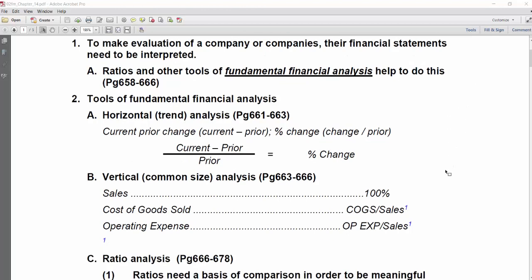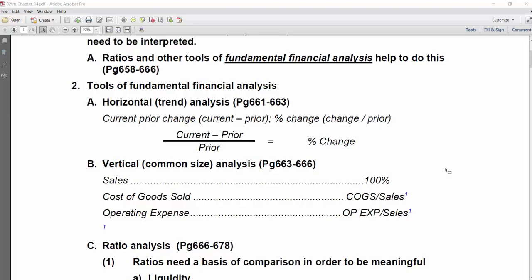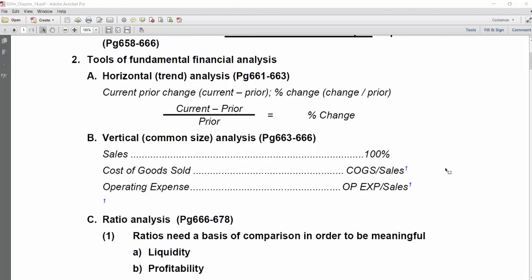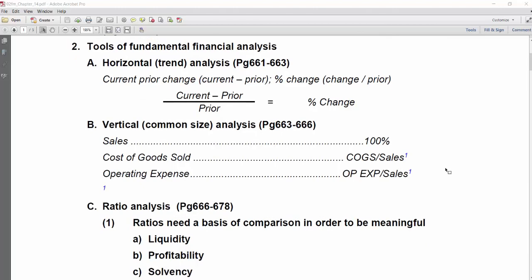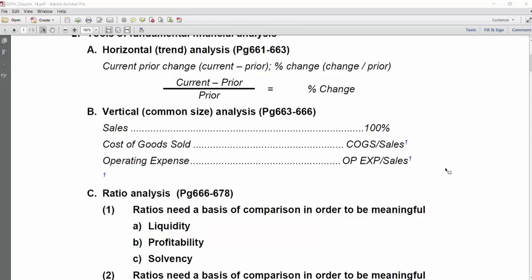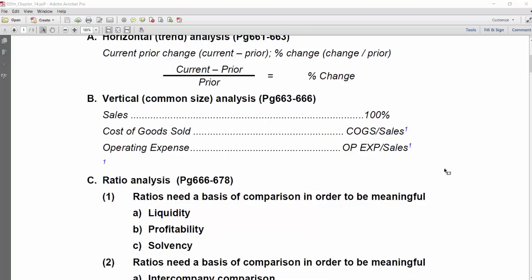percentage of sales. Ratio analysis is a way of looking at the numbers for a company and drawing meaningful conclusions about their interrelationships. There are 3 major types used in our textbook: liquidity, profitability, and solvency, and you'll see a wide variety of these in practice.